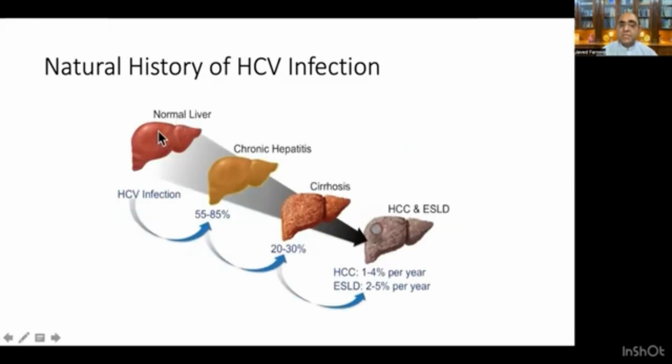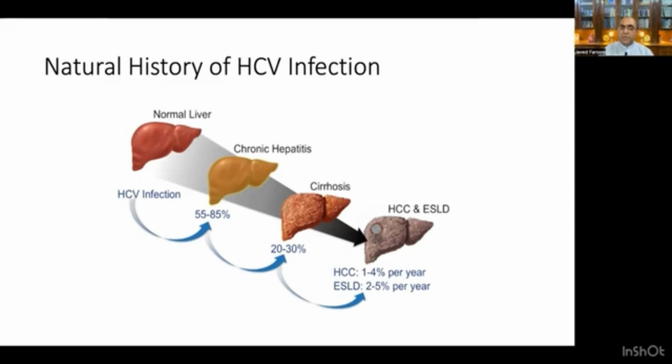This is a normal liver, this is the chronic hepatitis liver, this is the cirrhotic liver, and this is the end stage liver with HCC. When a patient develops acute hepatitis C, as I said, in most cases the patient doesn't notice it, because it rarely presents as acute hepatitis with jaundice or raised ALT, raised bilirubin. It's very rare to see acute hepatitis C patients.